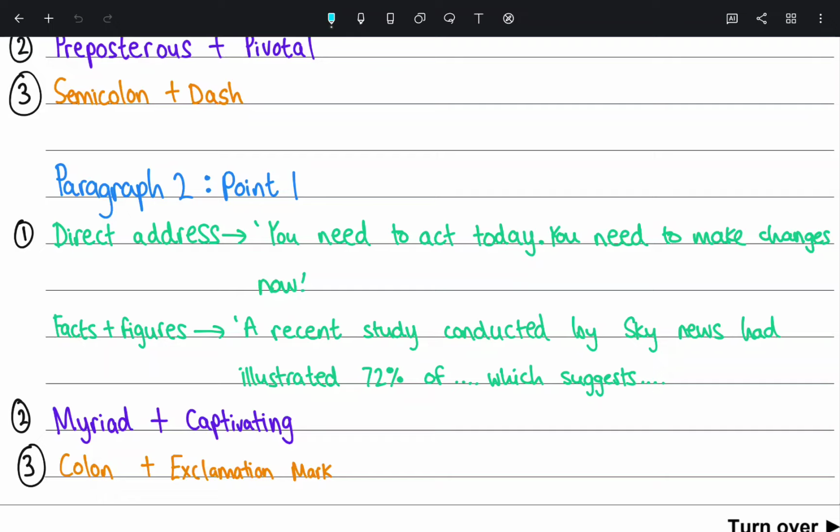So same thing with the direct address and the facts and figures. I've given you generic phrases you all can use regardless of the question. So for example, you need to act today. You need to make changes now. Okay, simple, effective, and it sounds persuasive as well. Facts and figures. A recent study conducted by Sky News had illustrated 72% of ... which suggests ... So that, obviously, the missing space or gap is for you to fill in depending on the question. So take a screenshot of this.